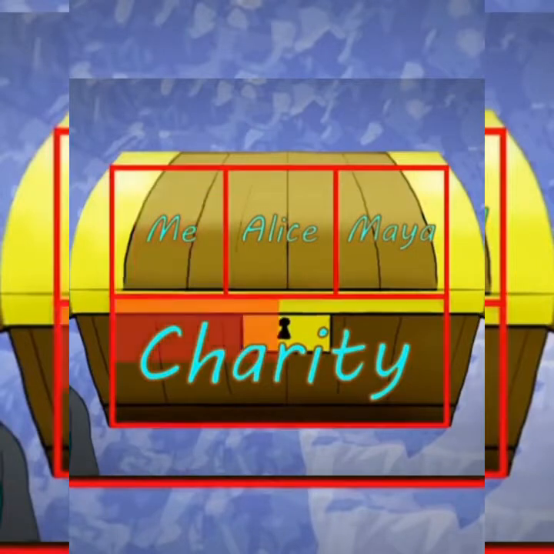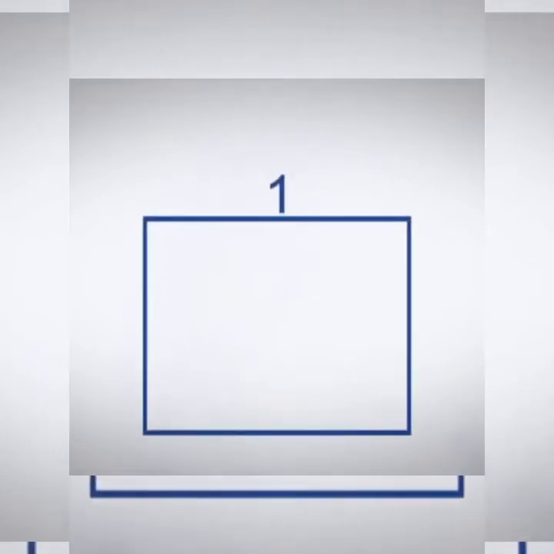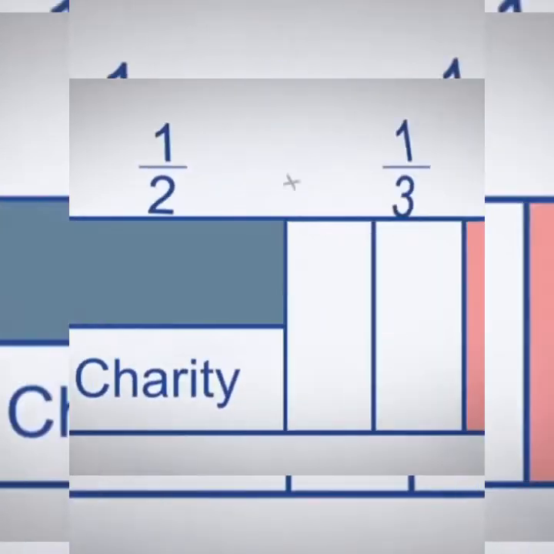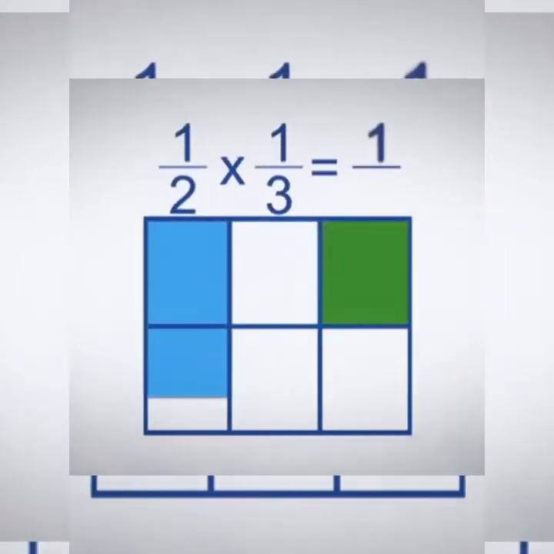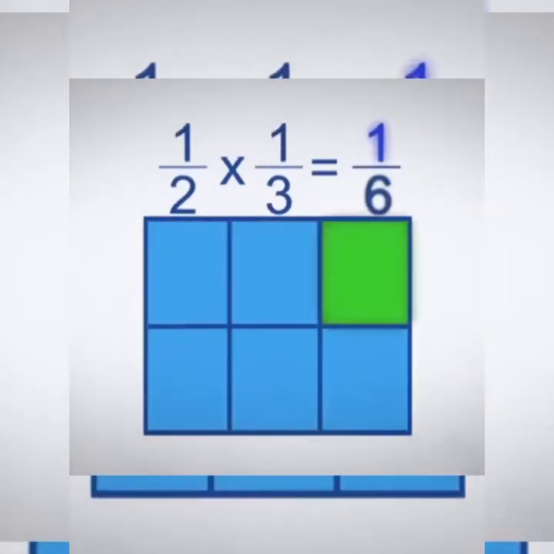1/3 for me, 1/2 for charity. So what's my share? Let's multiply and see. When we need to multiply 2 fractions, this is our reaction. Multiply the numerators, then multiply the denominators.